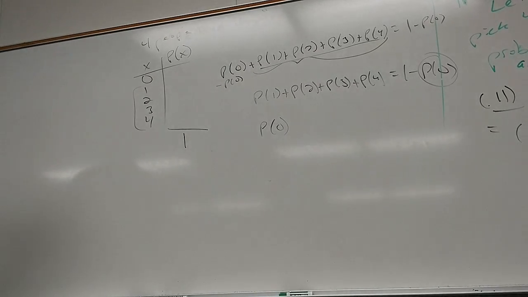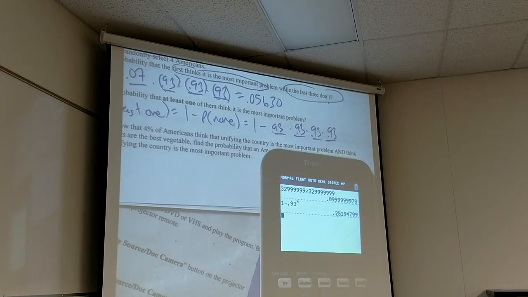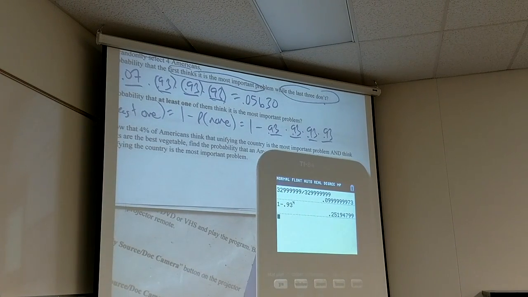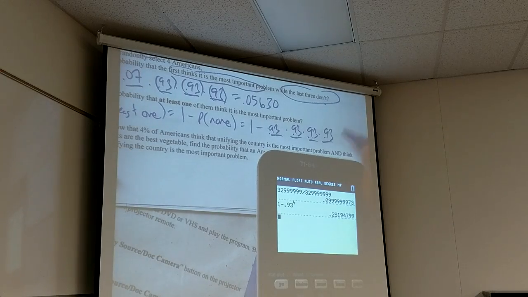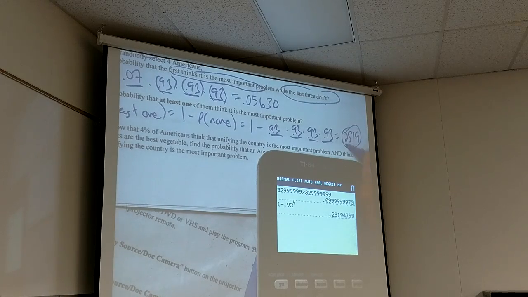So you just do 1 minus 0.93 to the 4th power. So you get 0.2519. 25% chance, roughly.